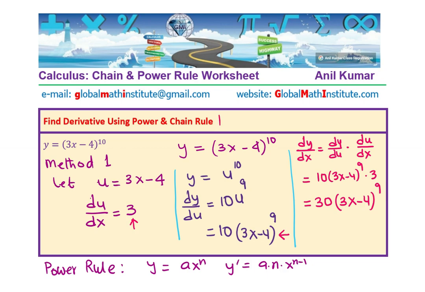So once again, what is the power rule? The power rule is: if the function f of x is equal to a times x to the power of n, then the derivative will be equal to a times n times x to the power of n minus 1, one power less. And therefore, for u to the power of 10, the derivative was 10 u to the power of 9. So I hope the concept is clear, right?